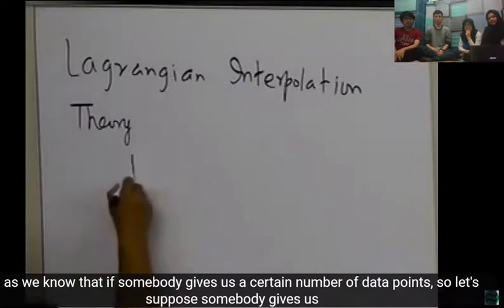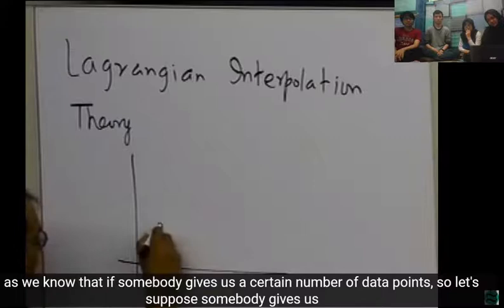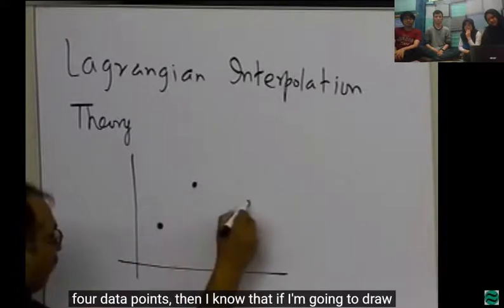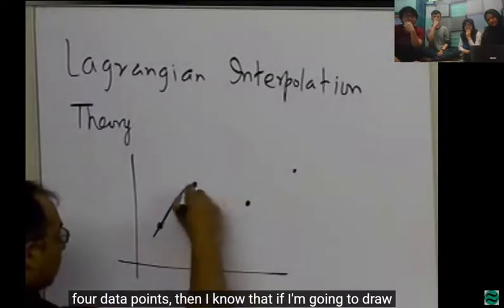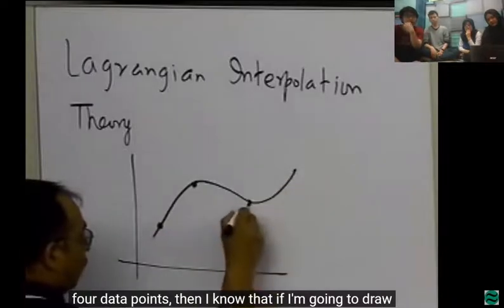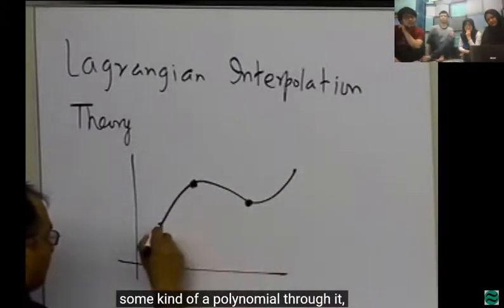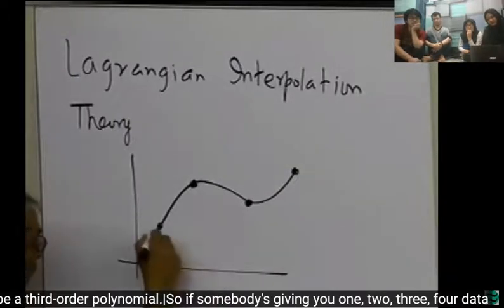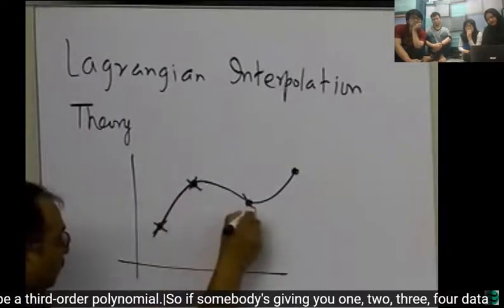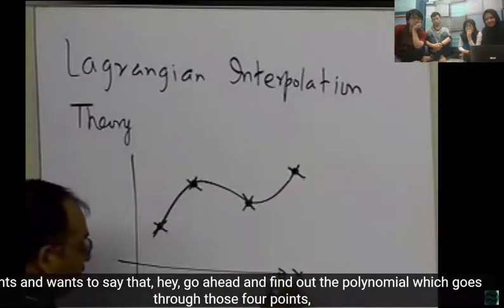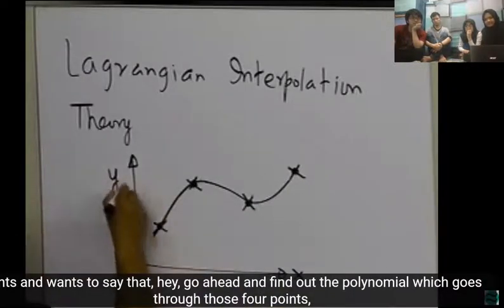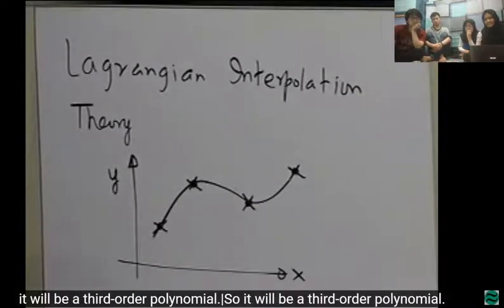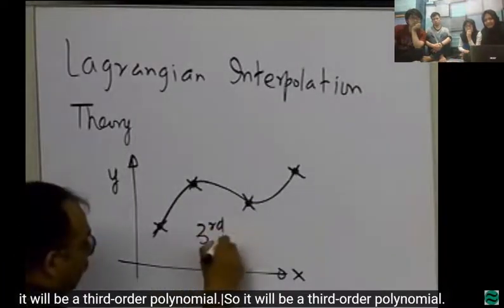So as we know, if somebody gives us a certain number of data points, so let's suppose somebody gives us 4 data points, then I know that if I'm going to draw some kind of a polynomial through it, it'll be a third order polynomial. So somebody's giving me 1, 2, 3, 4 data points and wants to say, hey, go ahead and find out the polynomial which goes through those 4 points. It will be a third order polynomial.